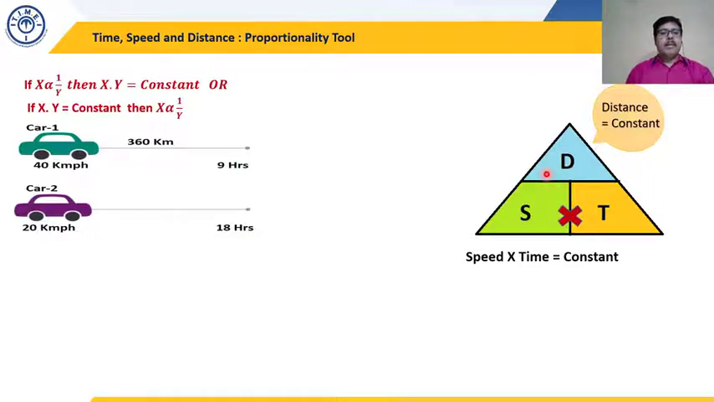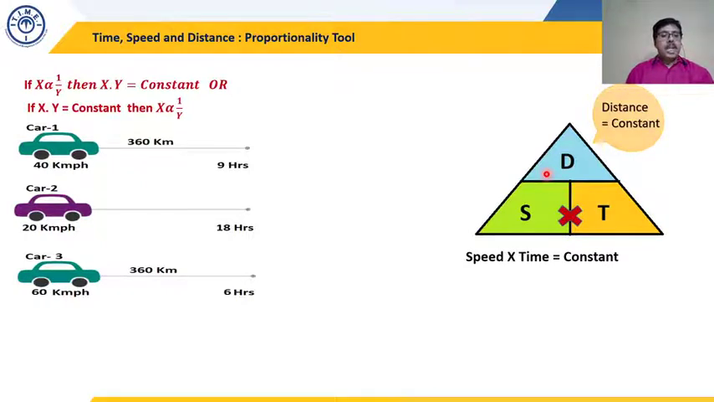Correct? Now let's say the distance is again 360 km, and this stretch of 360 km is covered by a car whose speed is 60 km per hour in 6 hours. 60 into 6 is 360. Now you can see over here, if my speed is 3 times, 20 to 60, 20 into 3 is 60, then my time taken is 18 into 1 by 3, which is 6.